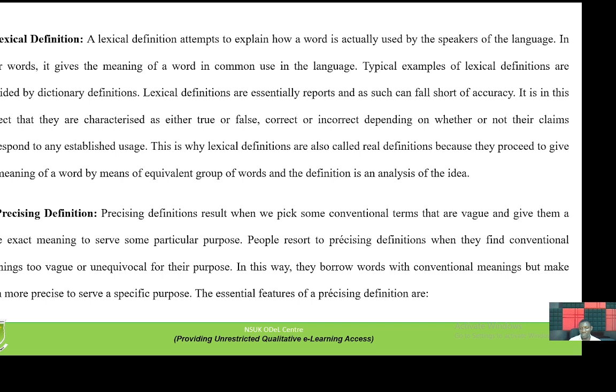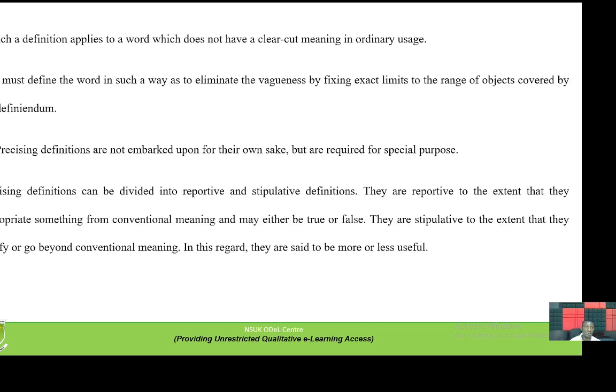So, what are the essential features of a precising definition? Number one, such a definition applies to a word which does not have a clear-cut meaning in ordinary language. A word that does not have a clear-cut meaning in ordinary language will have to be given some sort of precising definition to avoid confusion. Number two, it must define the word in such a way as to eliminate the vagueness by fixing exact limits to the range of objects covered by the term. Number three, precising definitions are not embarked upon for their own sake, but are required for special purpose.